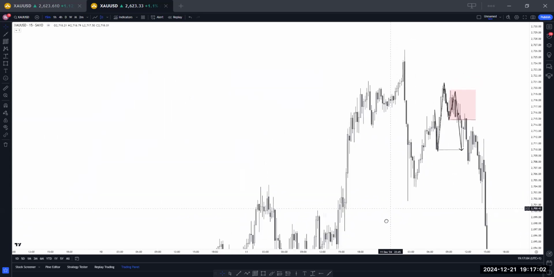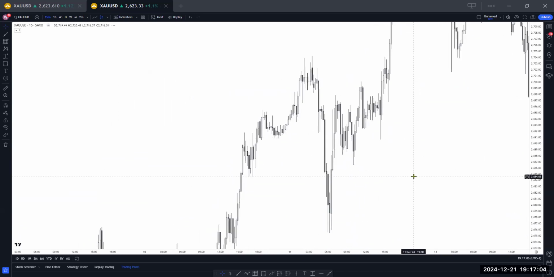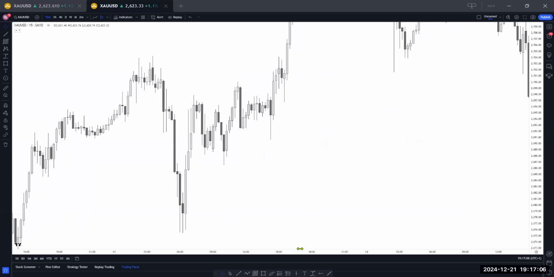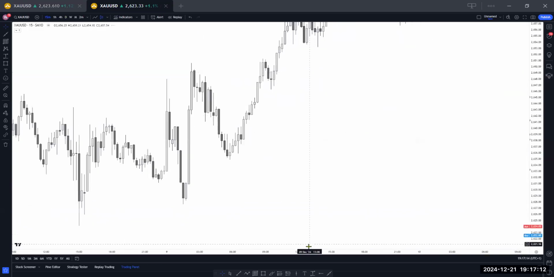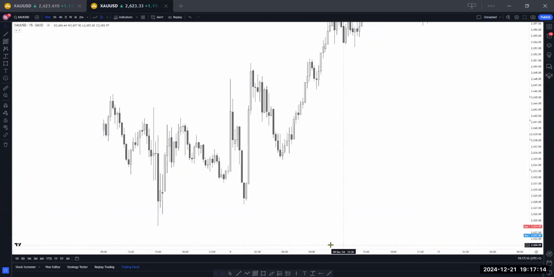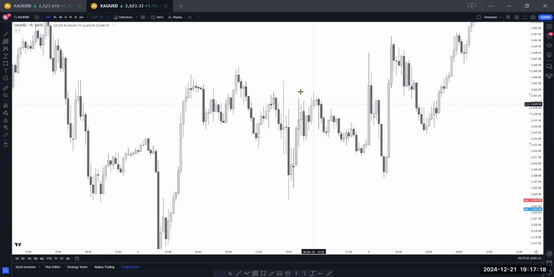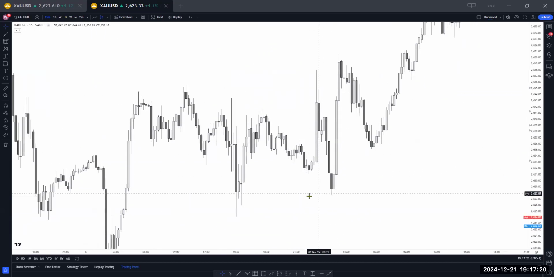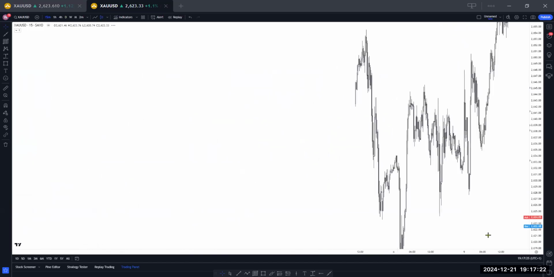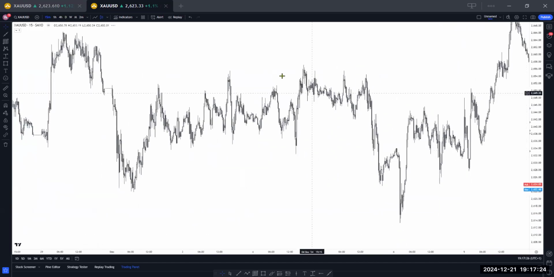So let me see, is there any other? Now let me look for another example. A very good example for reversals. So let's go down to the bottom chart. Yeah, I think by and large that would be all.